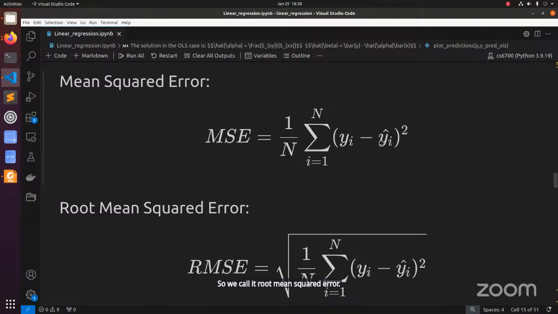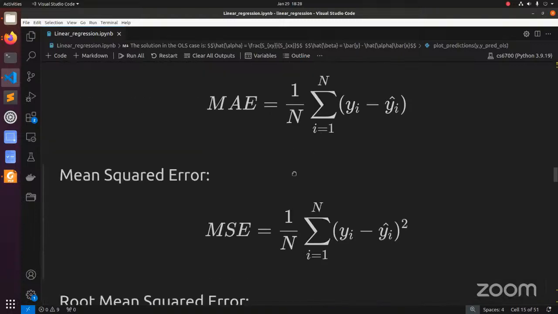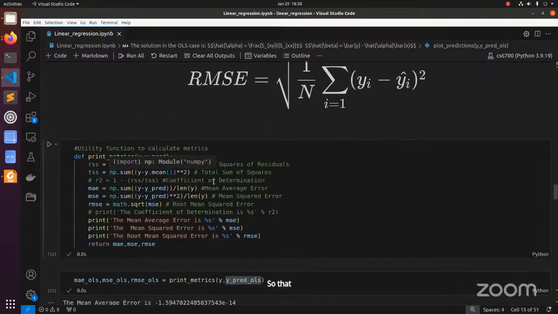This is mean squared error. What is the mean of the squared error? And this is the root mean squared error. So what is the mean squared error under a root? All these metrics are a correct way of calculating this information. So that's how we will calculate now.